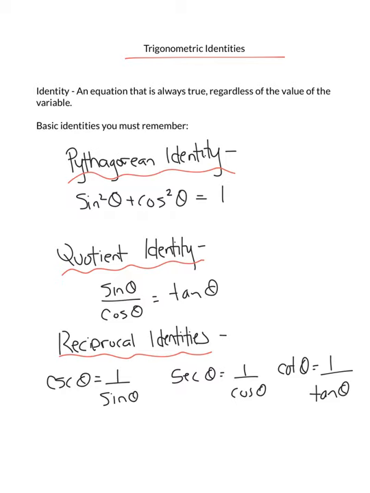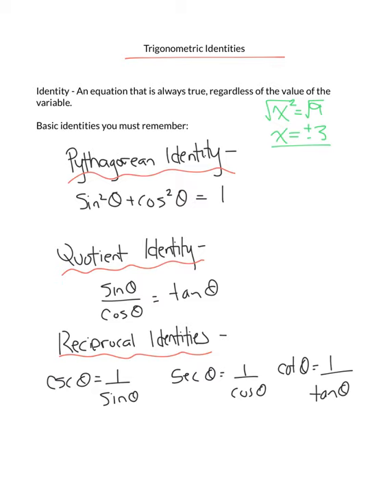Before grade 12, it's really important that I at least introduce you to the idea of a trigonometric identity. An identity is very similar to an equation, but it's an equation that is always true regardless of the value of the variable. If you have an equation that says x squared equals 9, we take the square root of both sides, and x is equal to plus or minus 3. So this is an equation because there's only two values that hold true.